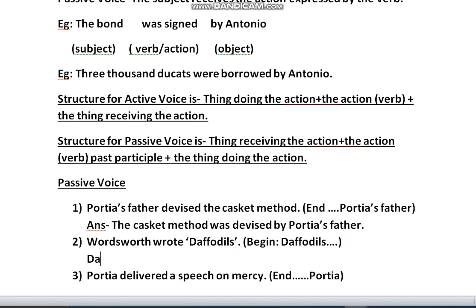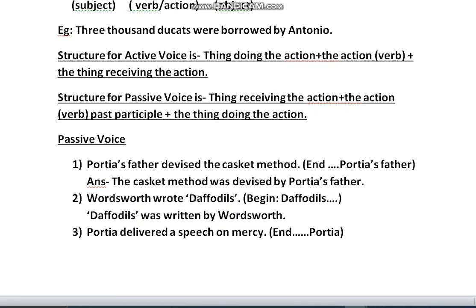And the answer will be: 'Daffodils', inverted commas of course, was written by Wordsworth. So active voice, thing doing the action, Wordsworth, then the action and then the thing receiving the action. In passive voice, we change the order. Thing receiving the action will be written first. Therefore, the name of the poem will be written first, then the action, and then the person who is performing the action.